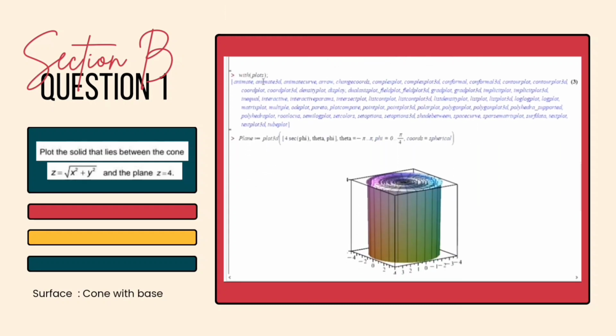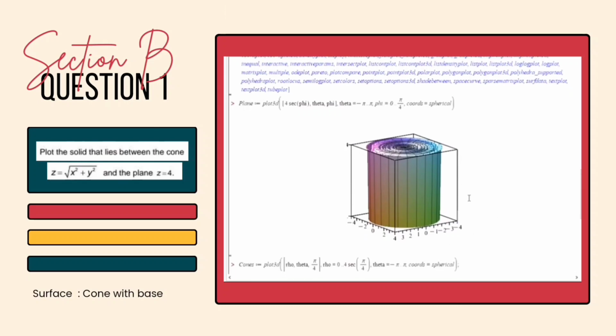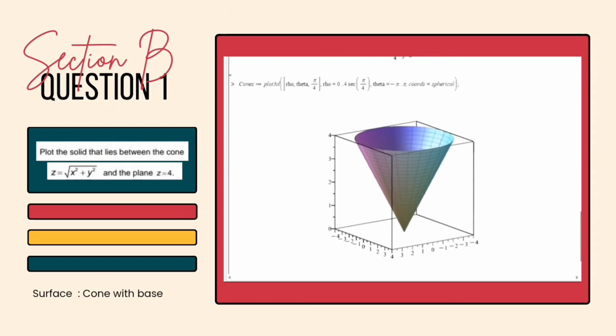Next, using the commands of with plots, we enter the commands of plane, which plane equals to plot3d, open bracket, rho, theta, phi, close bracket, theta equals to negative pi until pi, phi equals to 0 until pi over 4, coords spherical, and this is the diagram that will appear when we run it. And last, using the same commands of cones, we run it to get the diagram of cones.